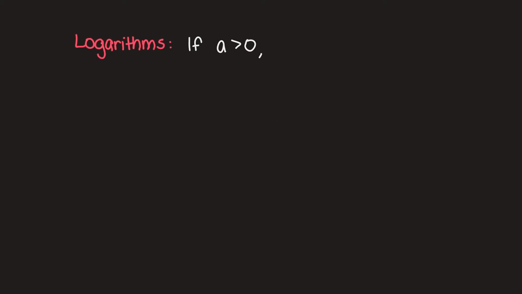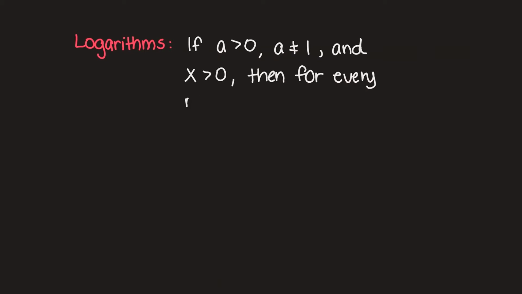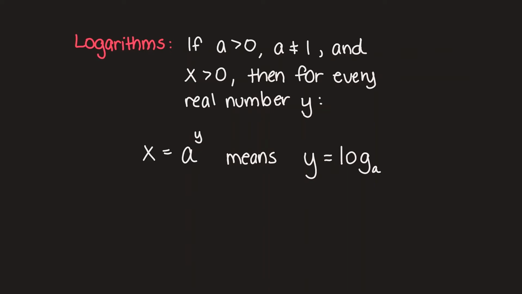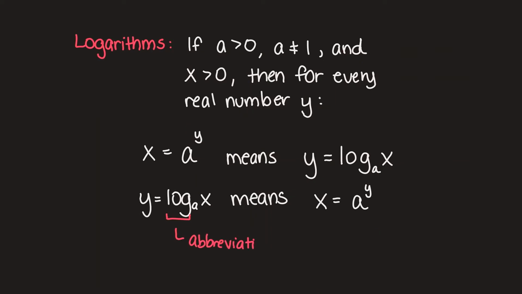So if a is greater than 0, and a is not equal to 1, and x is greater than 0, then for every real number y, x equals a to the y just means y equals log base a of x, and vice versa. So this means that we can rewrite exponential equations as logarithms, and log is the abbreviation we use for logarithm. This definition of a logarithm should be memorized.